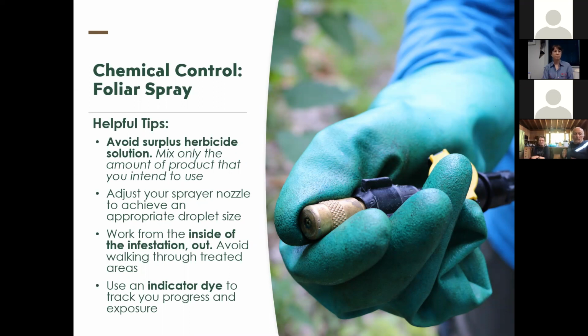You can adjust your sprayer nozzle, as in the photo here, by tightening or loosening that tip to help achieve an appropriate droplet size. Tightening your nozzle will produce a finer spray, whereas loosening it will create larger droplets.